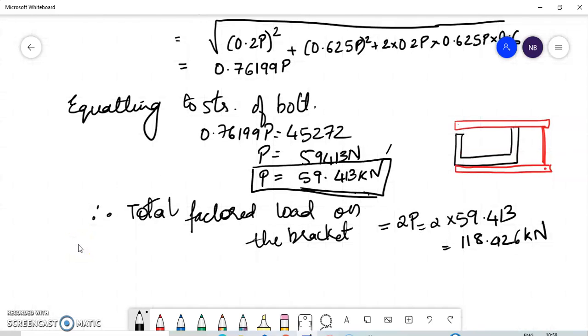This would be your answer if there is only a single bracket plate. But from the diagram it looks like there are two bracket plates attached, because it says load per bracket plate, so that is why we multiplied by 2. If it is not mentioned whether P is per bracket plate, then you stop at this. So this would be your answer.